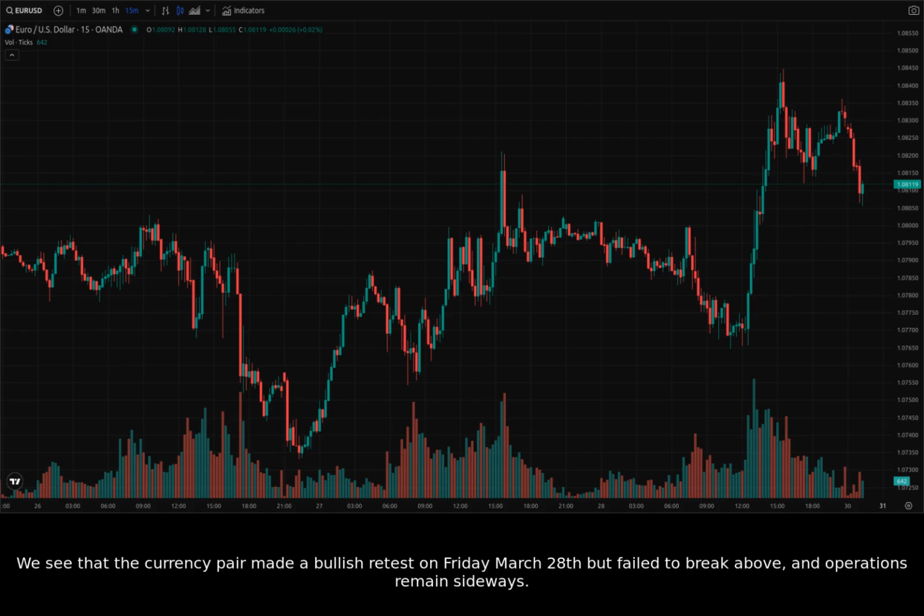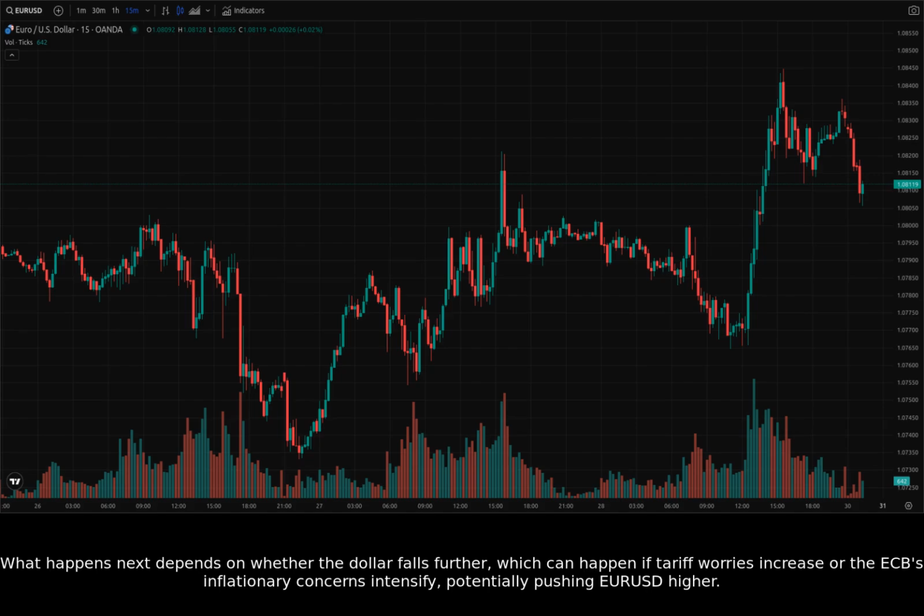We see that the currency pair made a bullish retest on Friday, March 28th, but failed to break above, and operations remain sideways. What happens next depends on whether the dollar falls further, which can happen if tariff worries increase or the ECB's inflationary concerns intensify, potentially pushing EURUSD higher.